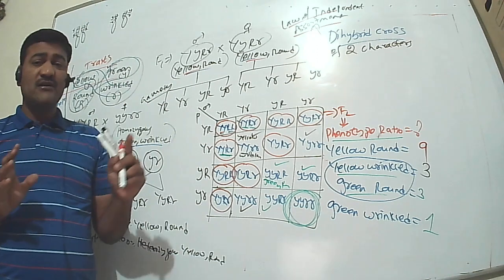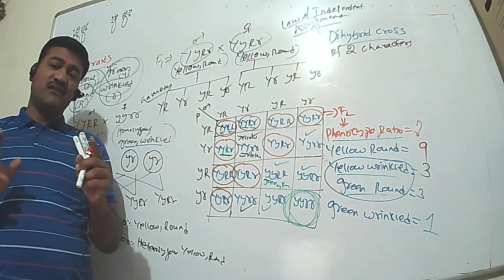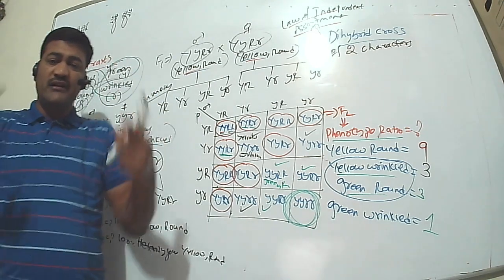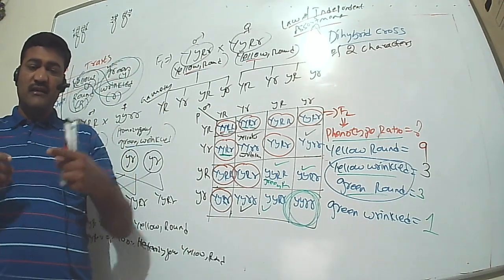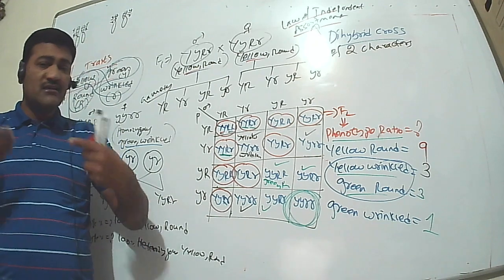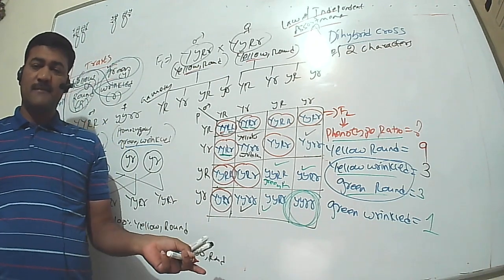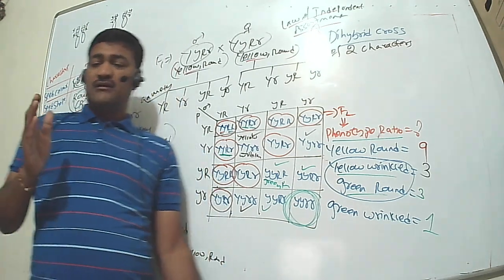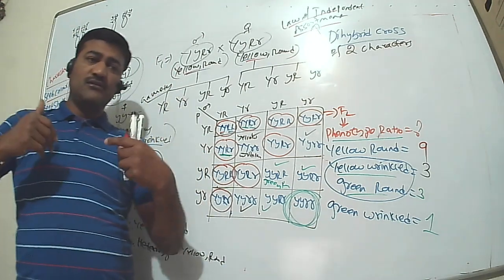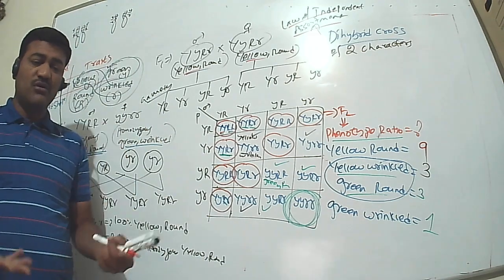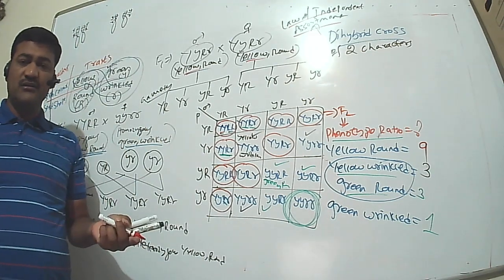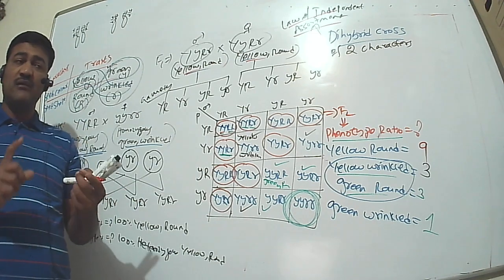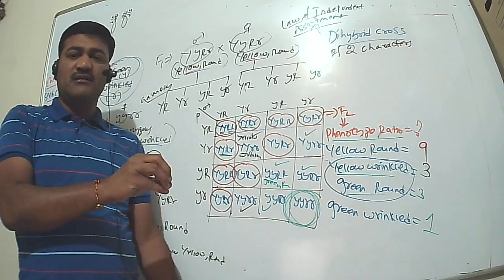what does the law of independent assortment state? The law of independent assortment states that no two characters during their inheritance will influence each other. Their inheritance, their assortment is independent of one another. Okay, so during the inheritance of two or more characters, the inheritance of these characters is independent of one another. They don't influence one another. They don't come in a combination, or they don't come strictly with one particular character.